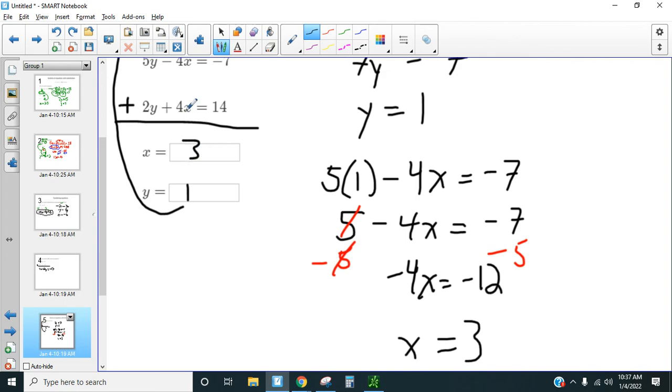How could you check your answer? Plug them both into the second one. I'm running out of time, so I'm not going to do that. But actually, I will real quick. What's 3 times 4? What's 1 times 2? So we got 2 plus 12. What is it? Oh, we're right.